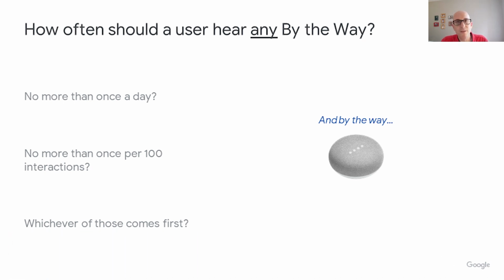And I'll say this, even though I can't give specifics about how Google does it, I can say that consider what you think is a reasonable number of times that a person should hear a by the way, and then cut that in half. Because the potential for a compromised customer experience is high with these, as we've already mentioned. So you want to be very, very conservative in how you use this.